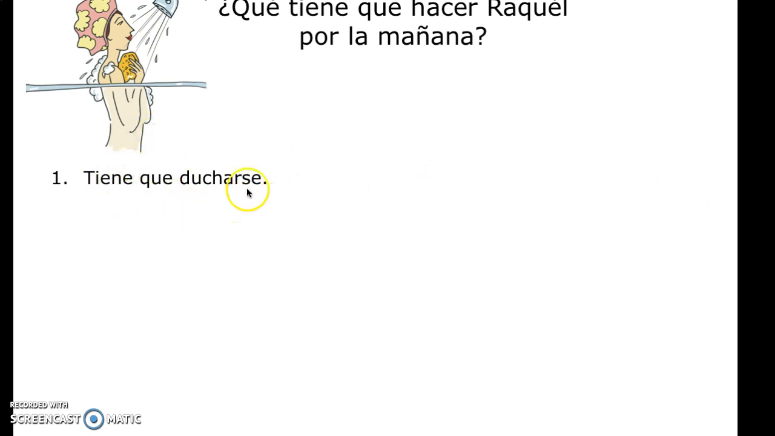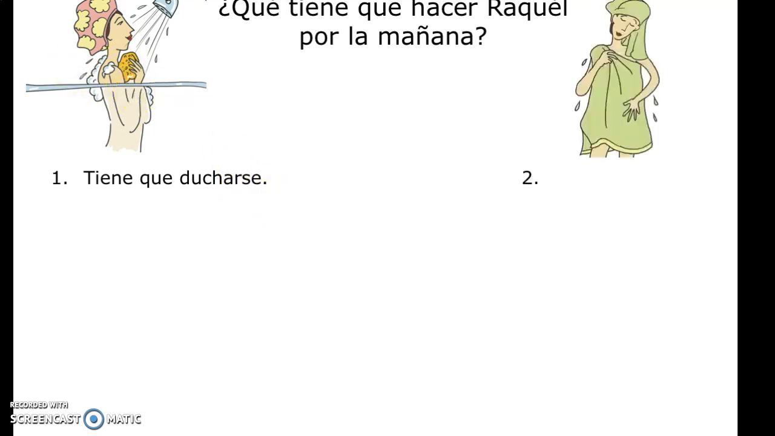So we've got our reflexive. It is possible to use a reflexive. You're not going to conjugate the reflexive, and you need to keep your pronoun on there. And in this case, we keep the pronoun se because we're talking about Raquel. Okay, so what is she doing next? ¿Qué tiene que hacer Raquel ahora? What does she have to do now? So what's she doing here? Tiene que secarse.